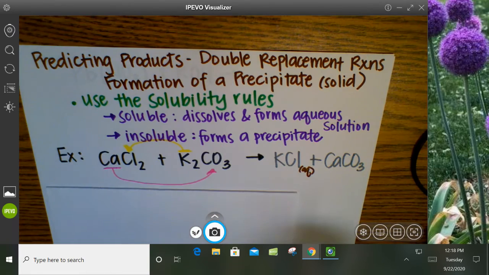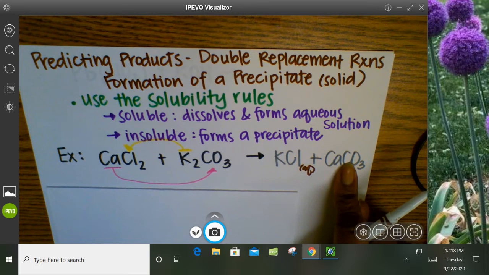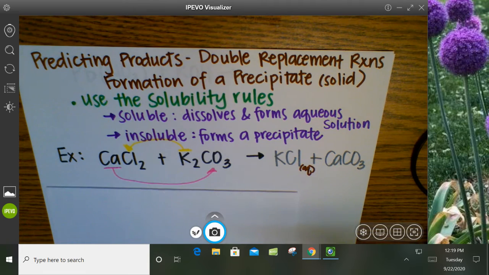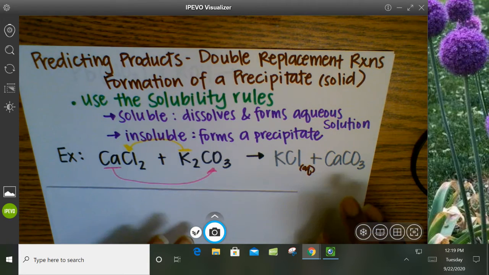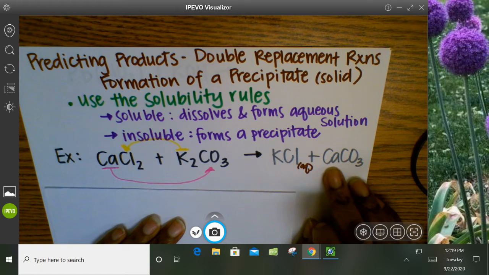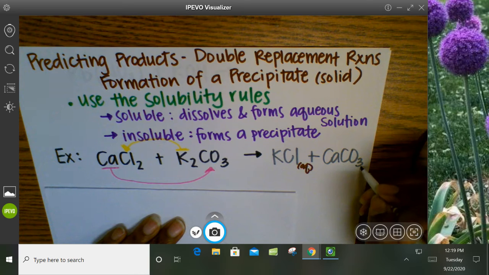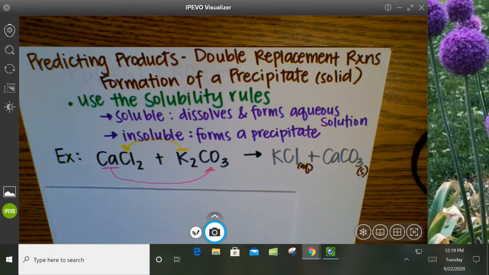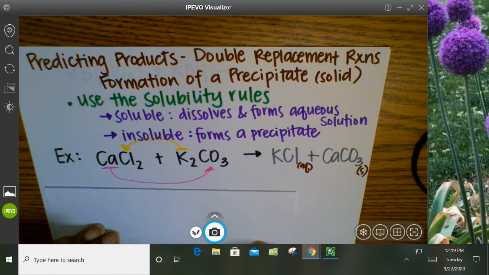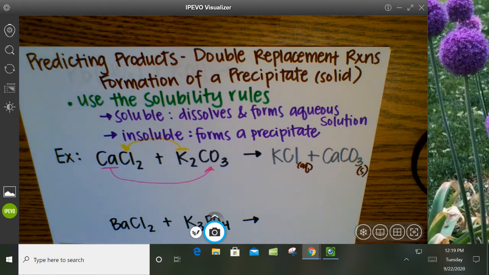All right. And then the next one is carbonate. And so to find carbonate, I need to go down to number 5. And it says phosphates, sulfites, and carbonates are insoluble, except ammonium and group 1A compounds. Well, calcium is from group 2A, so that means this calcium carbonate is insoluble and it forms a solid. Okay? Let's look at another example.